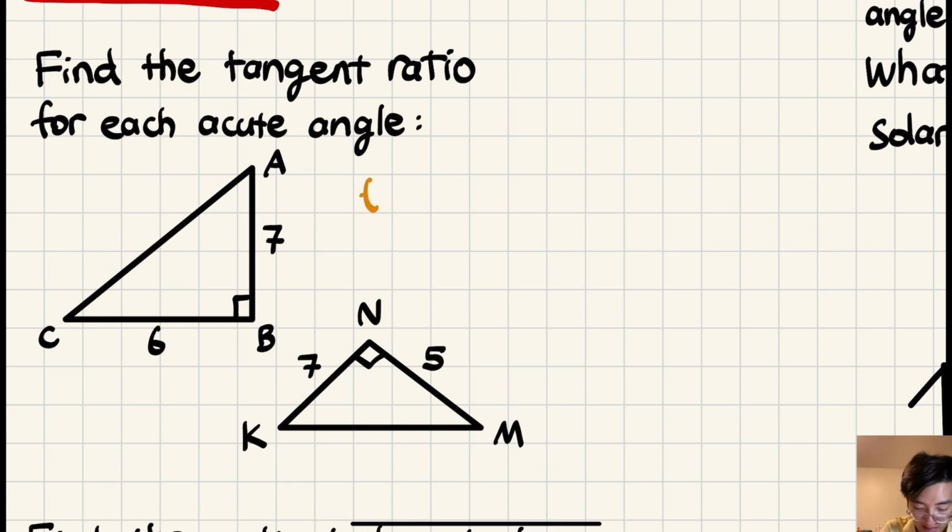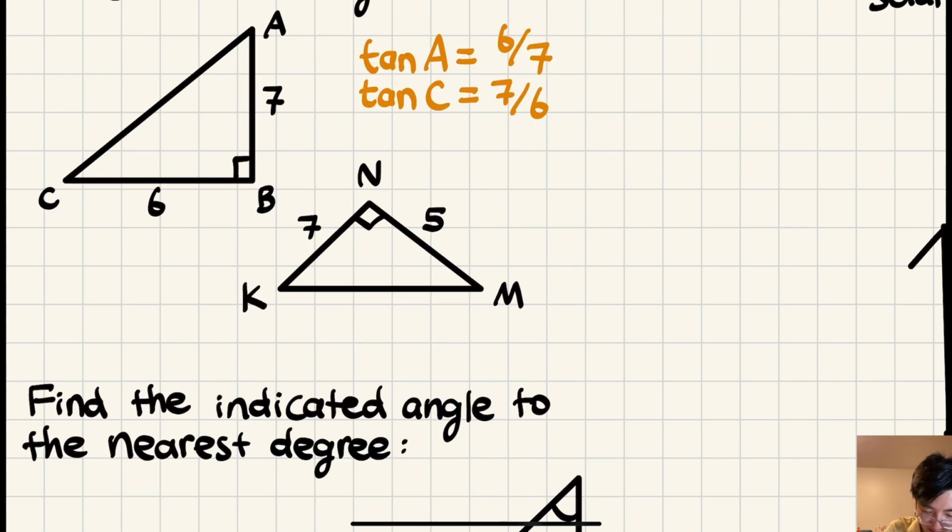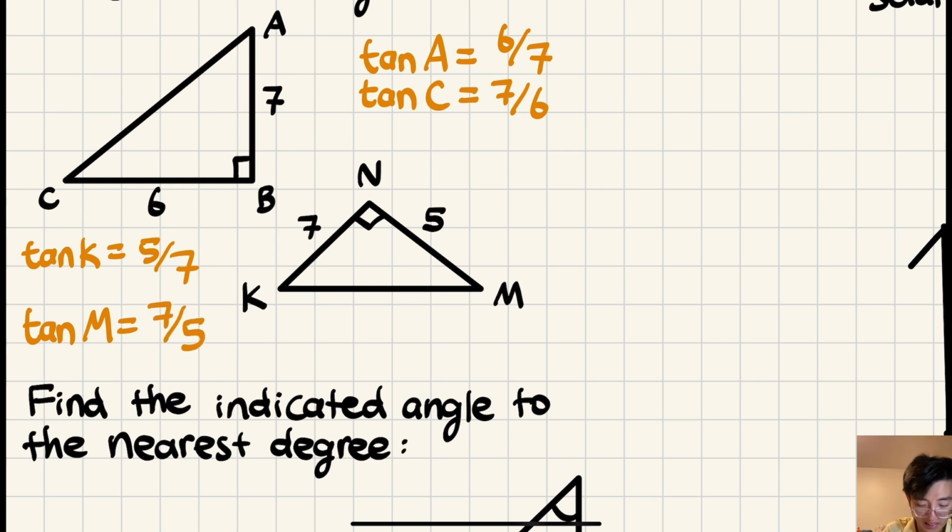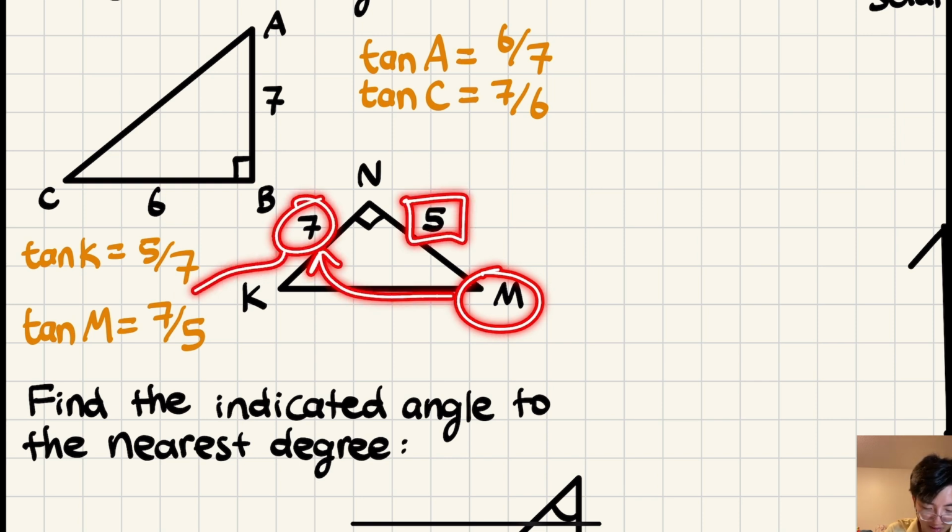Alright, so looking at tangent of A, opposite over adjacent is 6 over 7. For angle C, that'll be 7 over 6. Looking at angle K now, will be 5 over 7. And then angle M, that'll be 7 over 5. Alright, so again, same principle. For M right here, the opposite is 7, the adjacent is 5. So we have 7 on top, 5 at the bottom.